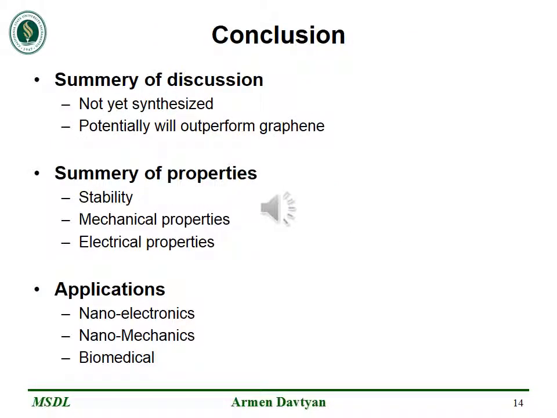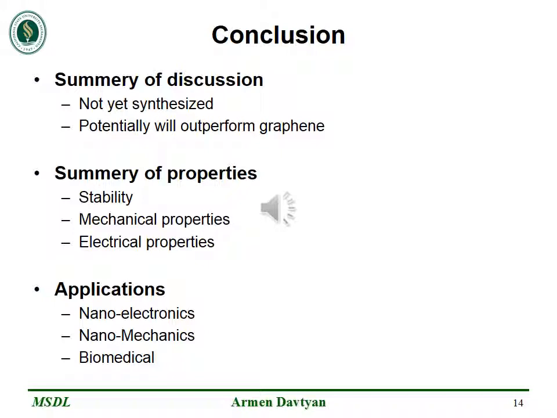The results of the discussion of this new carbon allotrope is based only on theory and computer simulations. Pentagraphene has not actually been synthesized yet. But given what we know about carbon forms, it seems very likely that it will be fabricated, and if so, it will outperform graphene in many important ways.